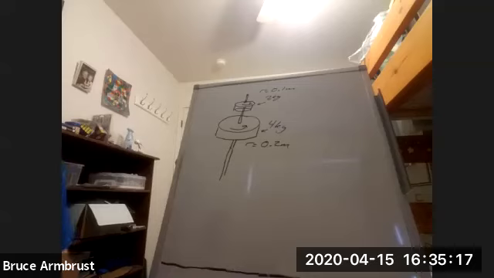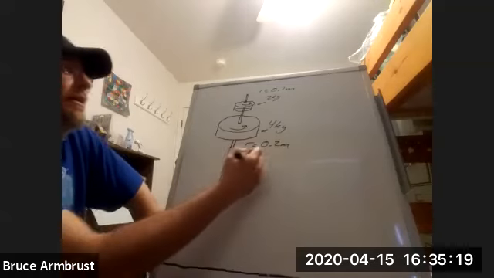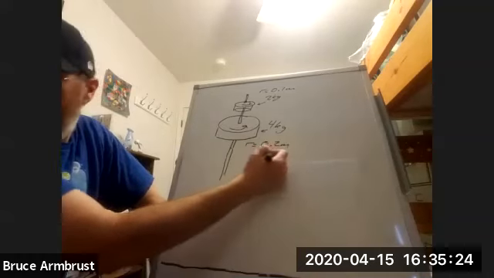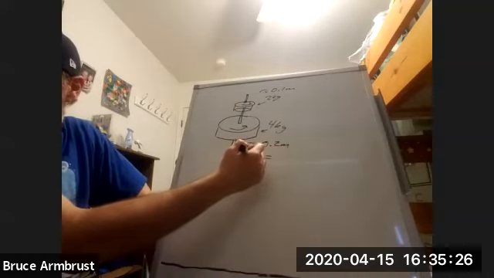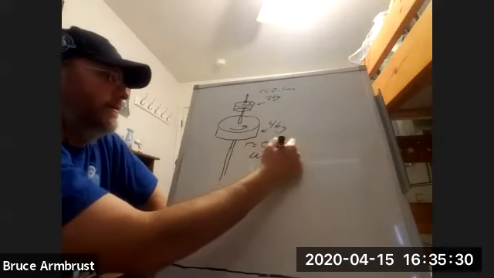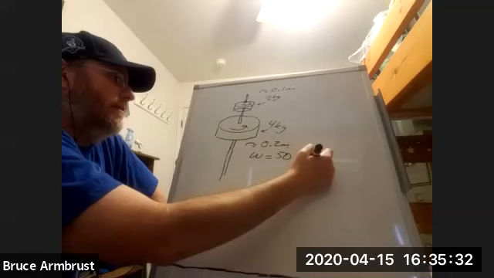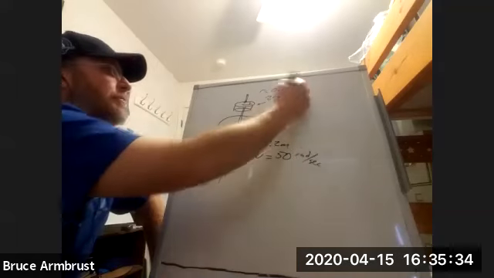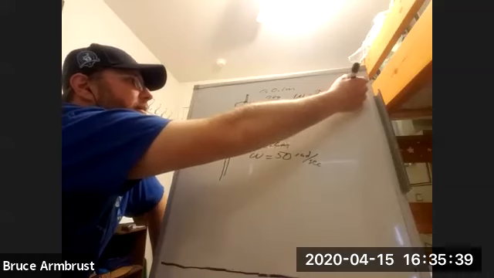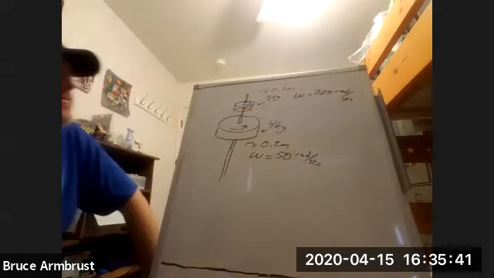Let me also give you some omegas. Let's say that this one is rotating with an angular velocity of 50 radians per second, and this top one, let's say it's rotating much faster, at 200 radians per second.